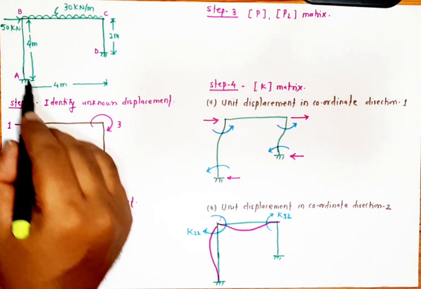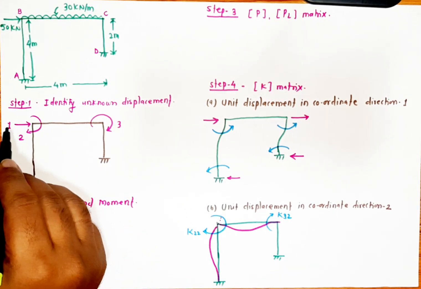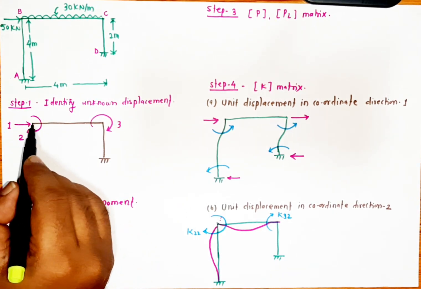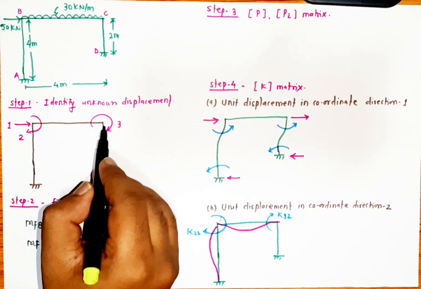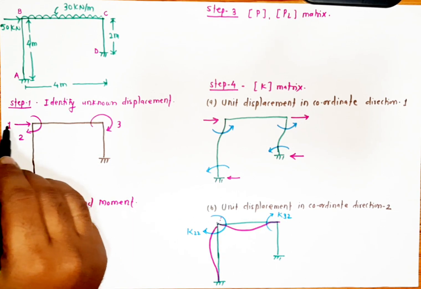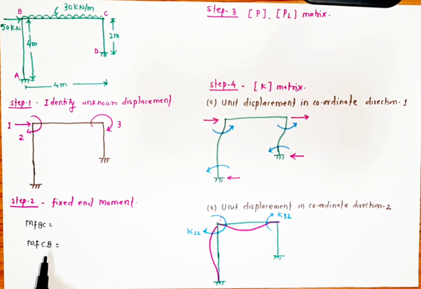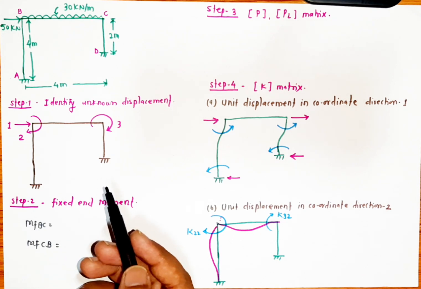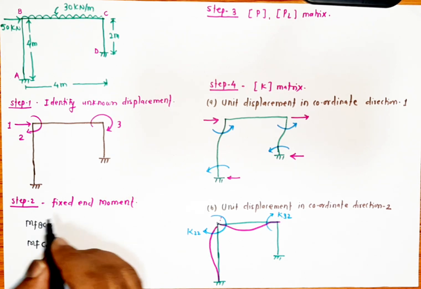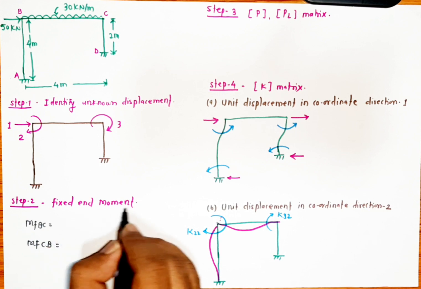That's why for this frame there will be three unknowns, that is along direction 1, along direction 2 and along direction 3, where 1 and 2 are at B and 3 is at C. Due to these three unknowns, definitely this frame will have a 3 by 3 matrix. Now next step is to find the fixed end moment.